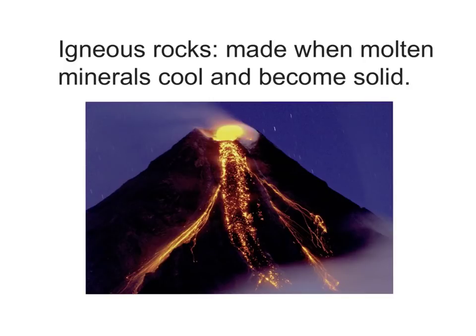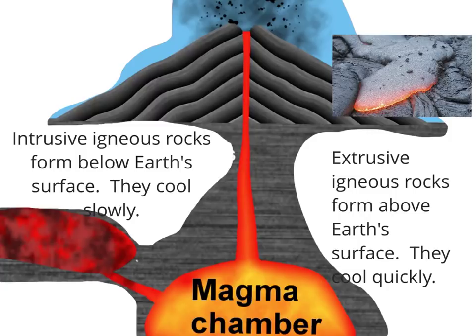The first kind of rock that I'll talk about are igneous rocks. Igneous rocks are often thought of as volcano rocks, and it is true that some of them form as a result of a volcanic eruption. Igneous rocks are made when molten minerals cool down and turn from a liquid to a solid.